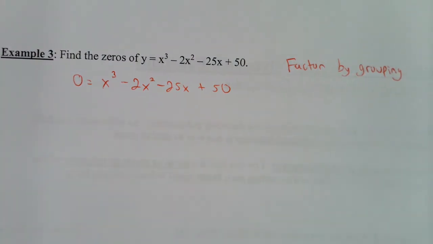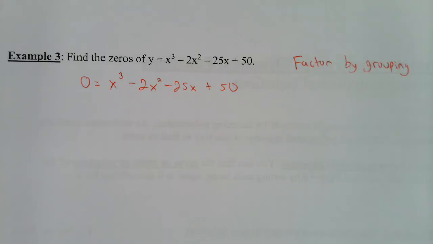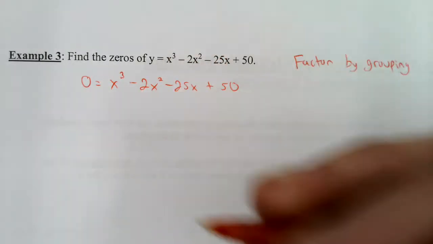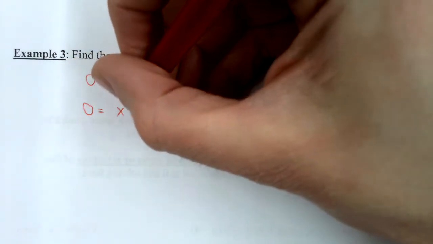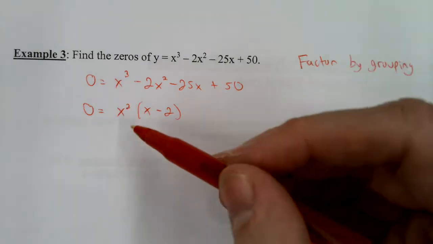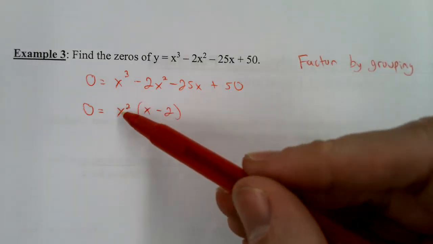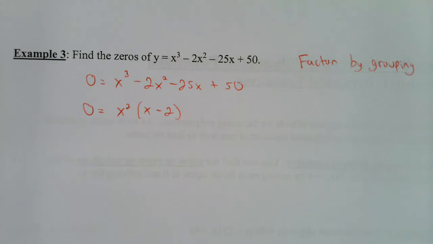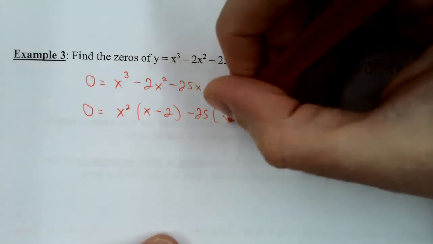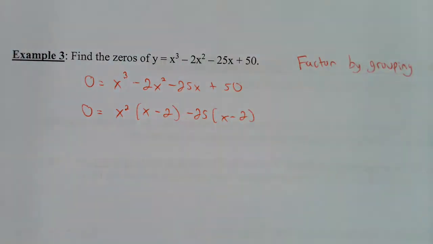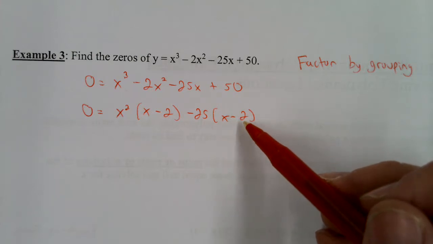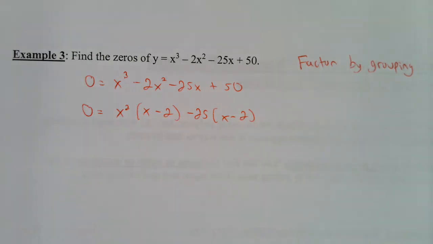And what I'm going to do is group the first 2 terms together, and I'll group the second 2 terms together. So for the first group, I'll take out the GCF of x squared, to leave me with x minus 2 in parentheses, because x squared times x is x cubed, and x squared times negative 2 is negative 2x squared. For the second group, I'll take out a negative 25, which will leave me with x minus 2 in parentheses. If you take out a positive 25, then your parentheses will be negative x plus 2, which don't match these parentheses, and you want them to match.